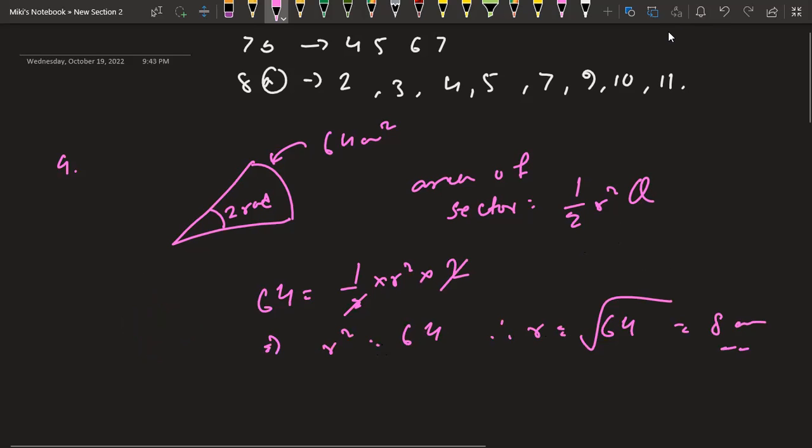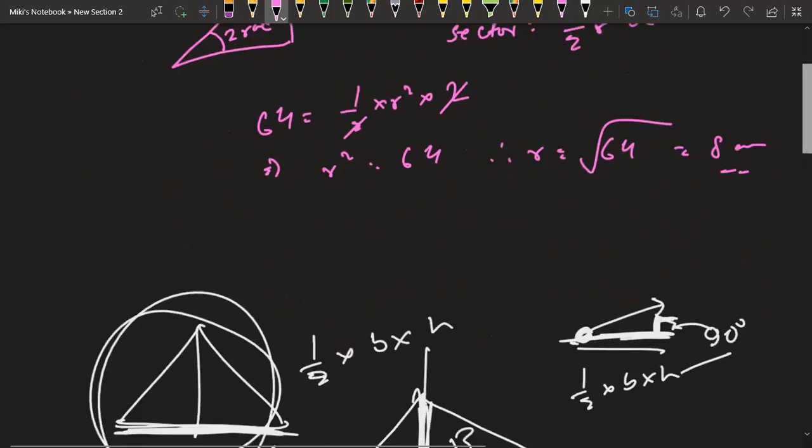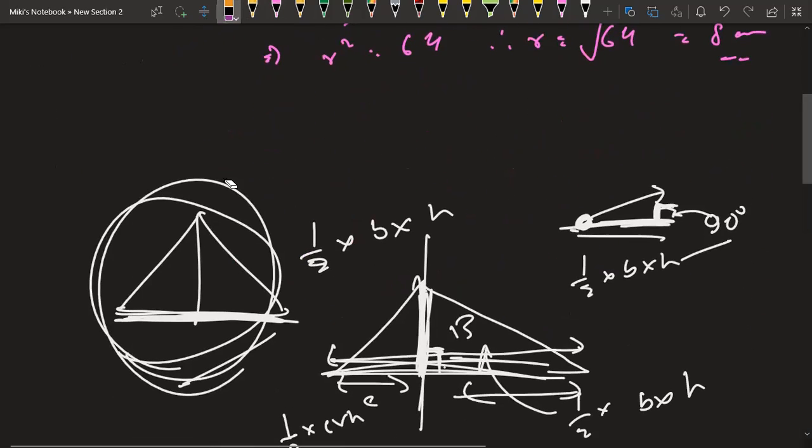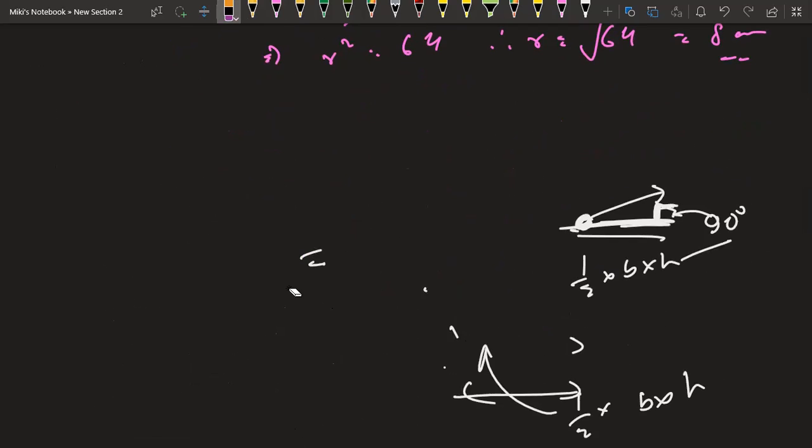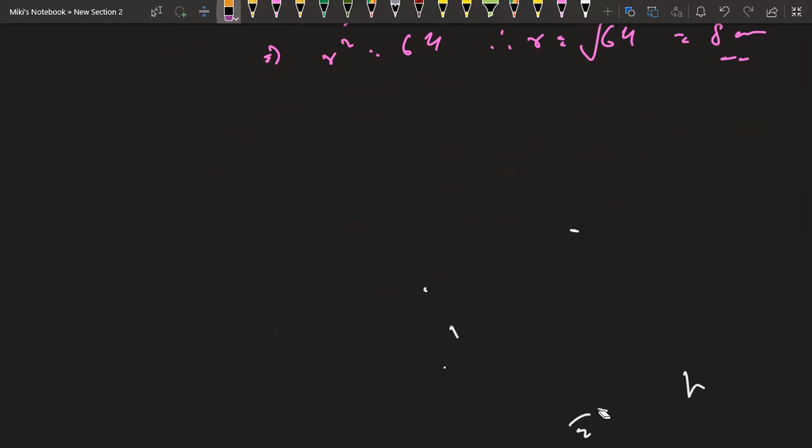Now moving on to our next one, we have question number 5. Question number 5 of 7B says, find the area of a minor segment formed by a circle.